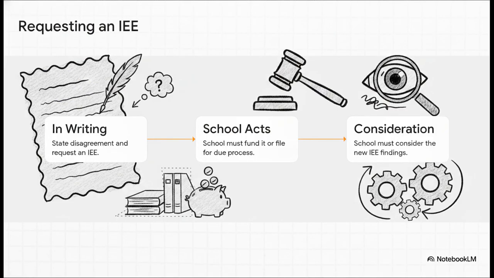Step 1, you simply put your disagreement in writing and request the IEE. The law actually says you don't even have to give a detailed explanation of why you disagree. Step 2, the school must either agree to fund it or they have to formally file for a due process hearing to defend their own evaluation to a hearing officer. They can't just say no and move on. Step 3, regardless of how it happens, once that IEE is completed, the school must consider the new findings. They don't have to adopt every single recommendation, but they are legally required to consider them and respond in writing.